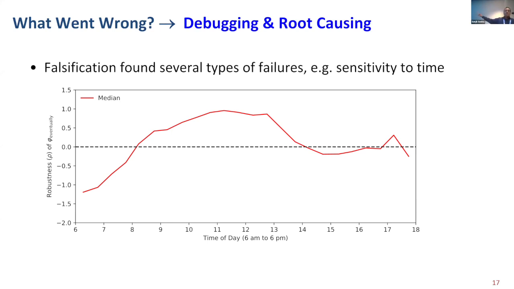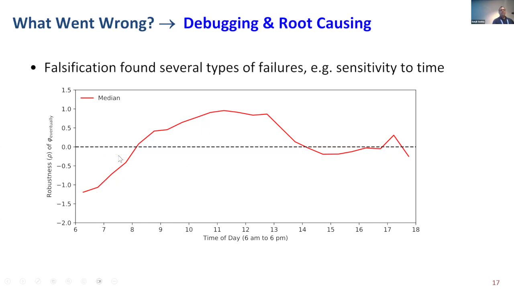So what you're seeing here is a graph where the x-axis is the time of day going from 6 a.m. to 6 p.m. And the y-axis is what is called the robust satisfaction value, which is the value of that cost function I showed you. So negative means unsafe, positive means safe, right? So anything above the dashed line is safe, anything below the dashed line is unsafe.